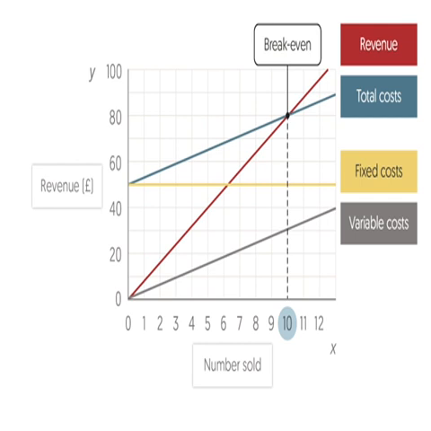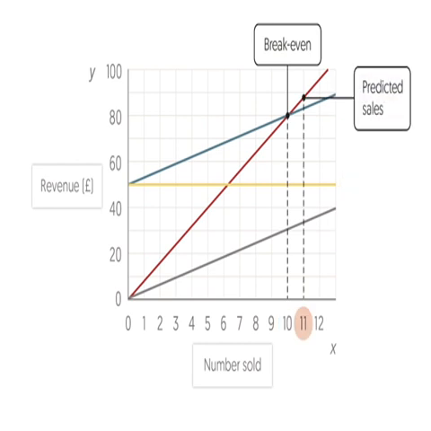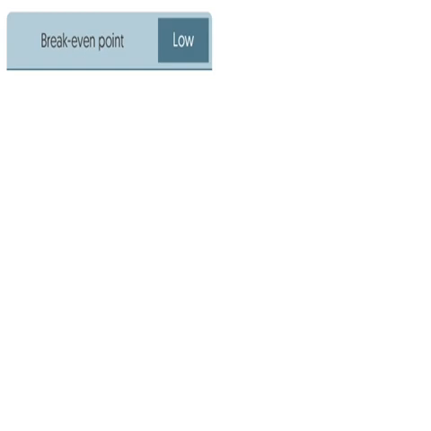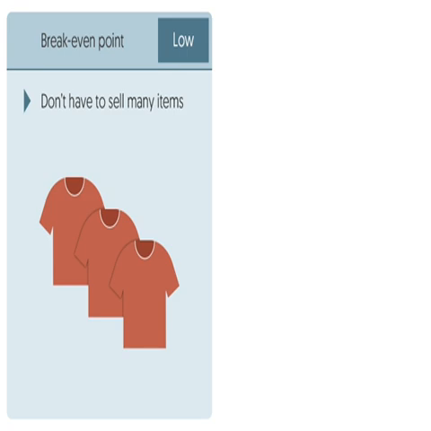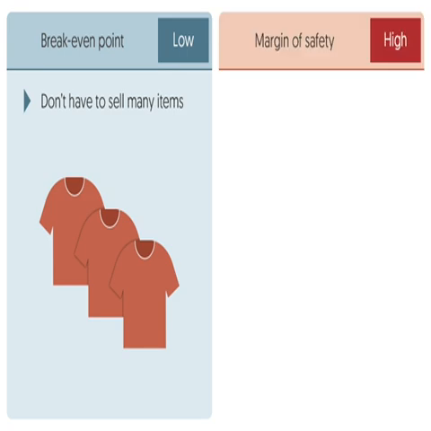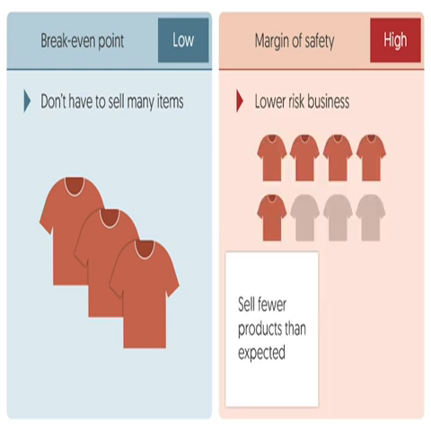Our manager can look at the graph and make predictions. If you only think you're going to sell 11 items, that means you should break even, but it's very close. This is called a margin of safety, which is the difference between the break-even point and predicted sales. The ideal situation is to have the break-even point as low as possible, as this means you don't have to sell many items. And if your margin of safety is high, then you have a lower risk business, so if you sell fewer products than expected, you should still break even and make a profit.